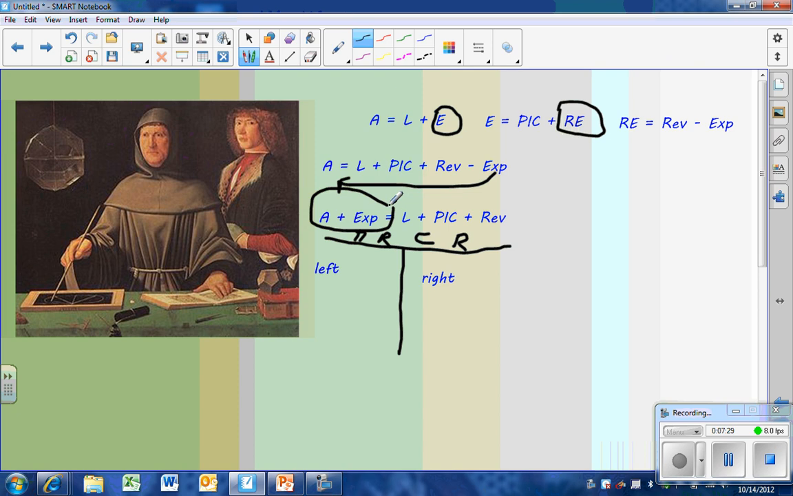Assets and expenses will increase with the debit. Liabilities, paid in capital, and revenue will increase through a credit. Since assets and expenses increase with a debit, we expect these account balances to have a debit balance. Since liabilities, paid in capital, and revenue increase through a credit, we expect them to have a credit balance.